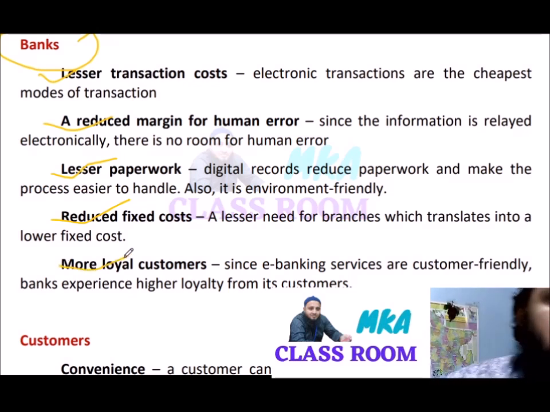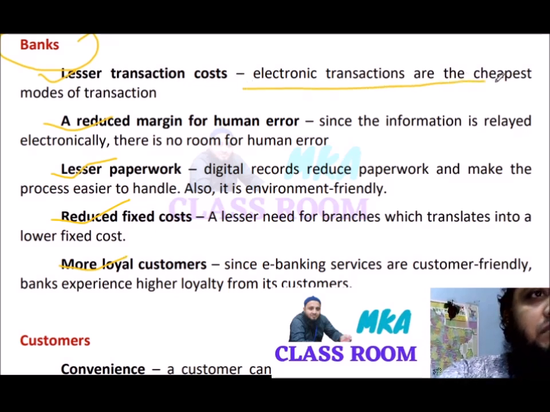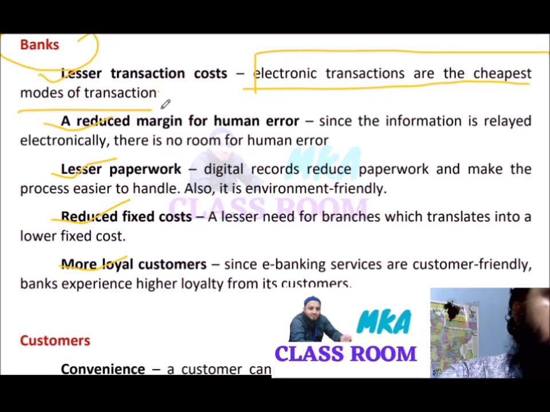These are the significance for banks. Electronic transactions are the cheapest modes of transaction, so it reduces the operating cost for the banks. So that's why they like electronic banking. It also reduces human error.